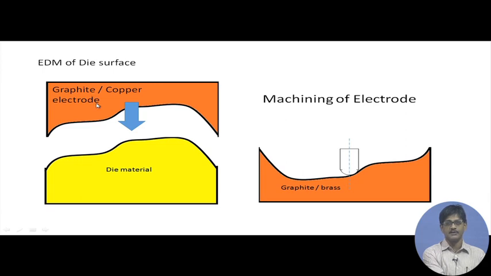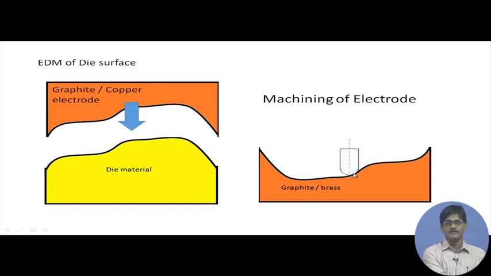But the problem remains: initially, how do we produce this complex 3-dimensional shape on the electrode? However, even though the die material is very hard, tough and strong, graphite or copper are not so. Graphite and copper can be machined very easily. Of course, there are other issues with these materials, but at least they are machinable without causing that kind of tool wear.